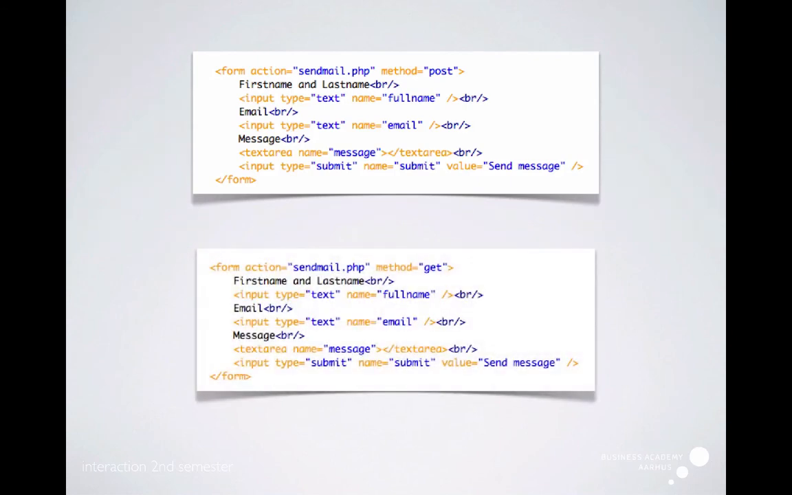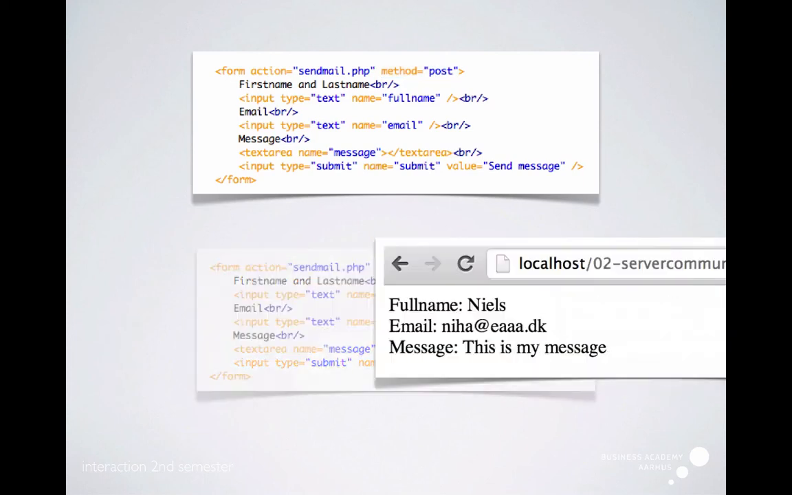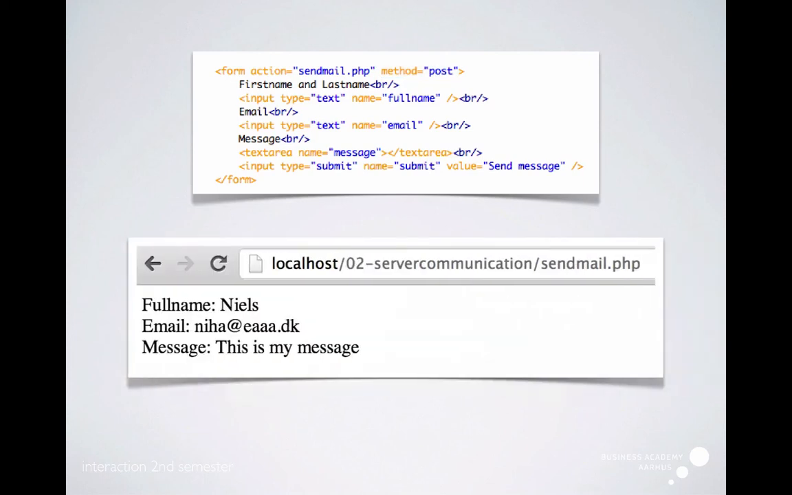The difference between post and get can be seen like this. These are 2 identical forms, except the method is different. The first one is post and the second one is get. So let's see what happens when we click the submit button in these 2 forms. First, let's have a look at the post form. The post form looks like this, like before. It has the address in the URL, and it has these 3 values displayed.